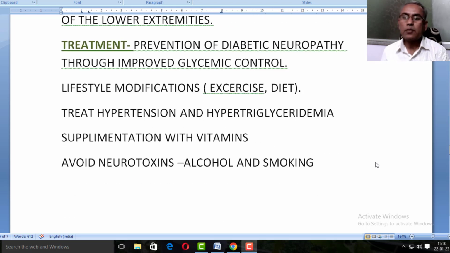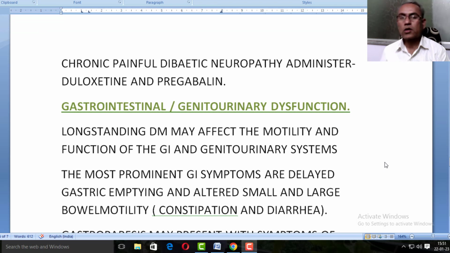Next, lifestyle modification, that is exercise and strict adherence to diet plan. Treat hypertension and hypertriglyceridemia. Supplementation with multivitamins. Avoid neurotoxins like alcohol and tobacco, in any form, either chewing or smoking. For chronic painful diabetic neuropathies, administer the antidepressant duloxetine and the anti-epileptic pregabalin.